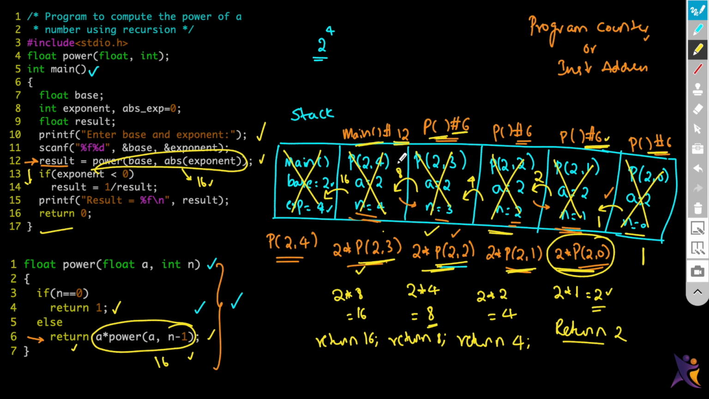So this is how recursion works, and this method of evaluating a program is called the function call method. So we have analyzed the program and we have seen what is the value at each function call using this function call method. So this is one of the ways to debug a recursive function call.